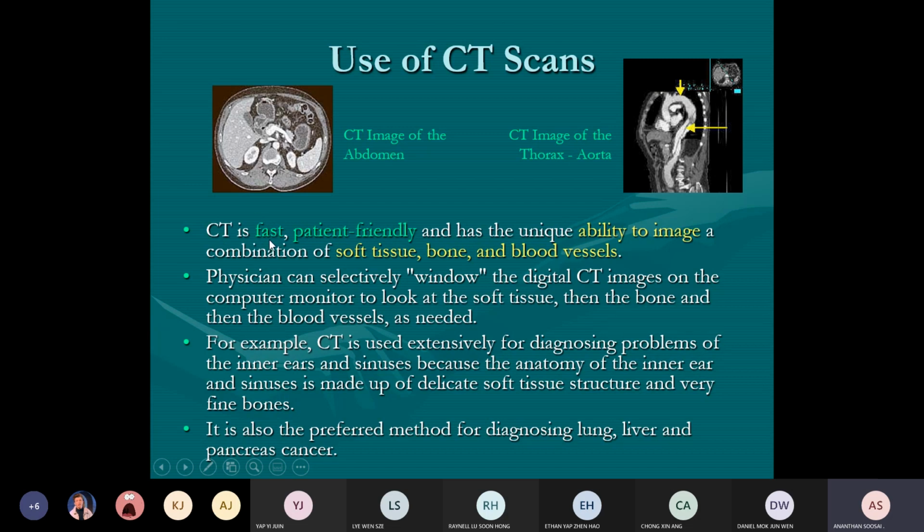So it's quite fast. MRI can go up to 45 minutes. So MRI is not fast. CT scan is fast. CT scan is patient friendly.